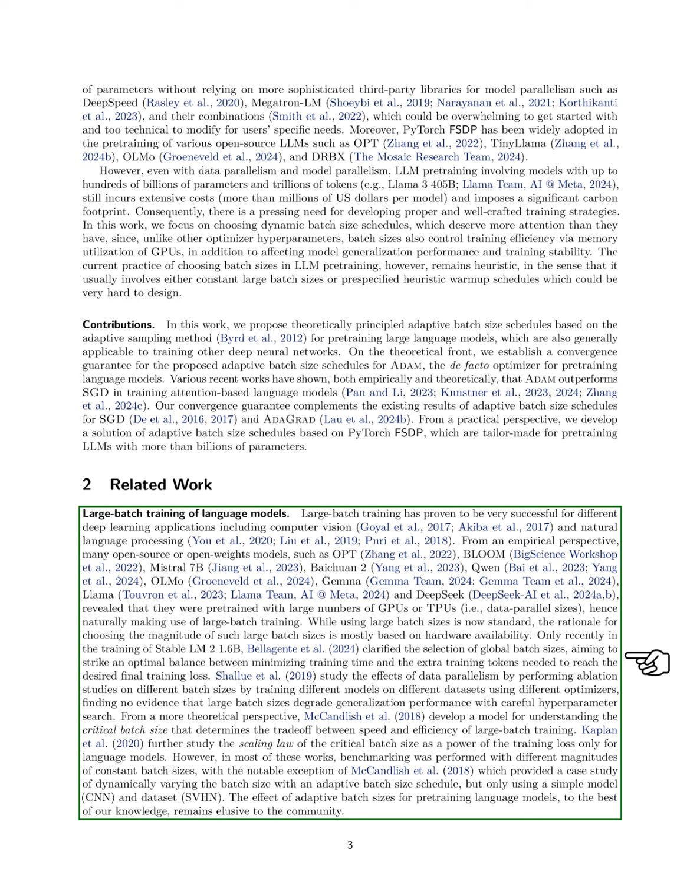Regarding related work, large batch training has been effective in various deep learning fields, including computer vision and natural language processing. Many open-source models, like OPT and Llama, have been pre-trained using large numbers of GPUs or TPUs, which naturally leads to large batch training. While large batch sizes are now common, the choice of their size often depends on hardware availability. Recent work on StableLM clarified how to select global batch sizes to balance training time and the number of training tokens needed to achieve the desired loss.